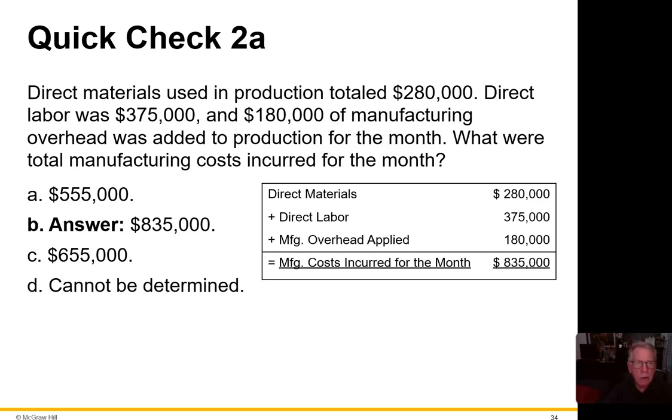We're going to take the $280,000, add the direct labor, add the applied manufacturing overhead, and that will give you the manufacturing costs incurred for the month. Incurred is a little misleading because this is applied overhead, which can be different than actual because the applied predetermined overhead rate is an estimate.